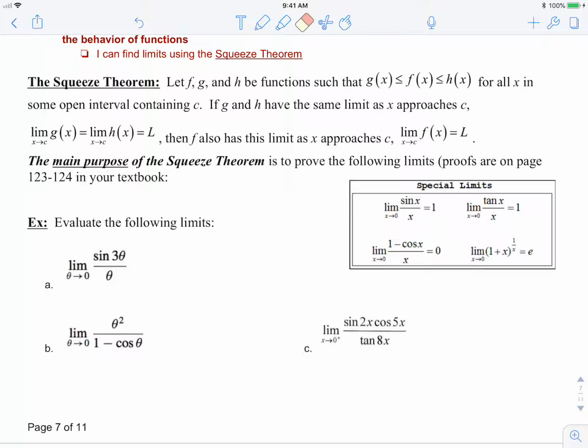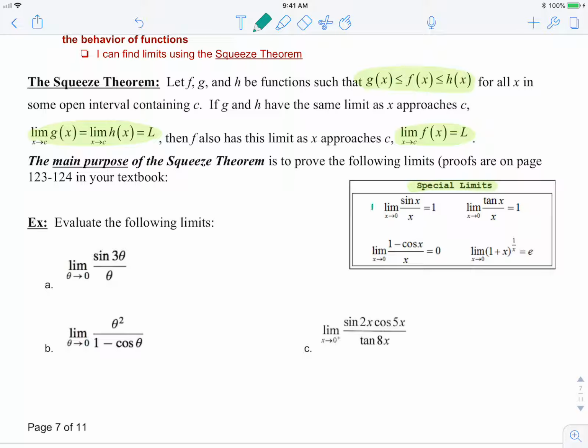The squeeze theorem states that if f of x is always in between g and h, and both g and h approach the same limit as x approaches c, then f must approach that same limit as x approaches c. Ultimately, the squeeze theorem is used to prove the special limits below.